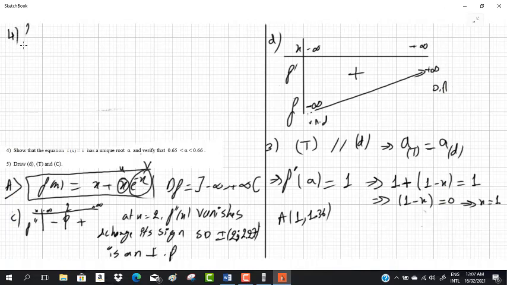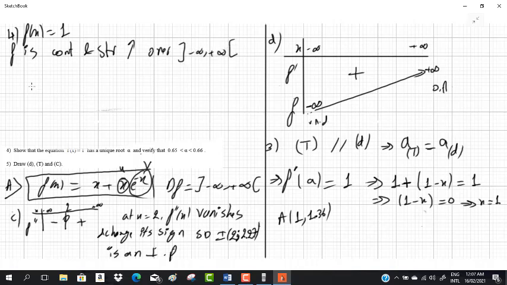Again, this is part 4. Show that f of x equal 1 has a unique root alpha. There are two methods. Let's write this: f is continuous and strictly increasing over minus infinity to plus infinity.